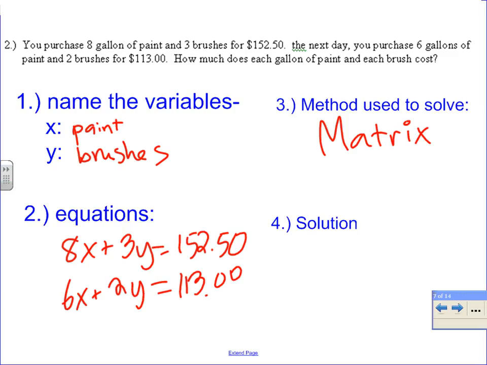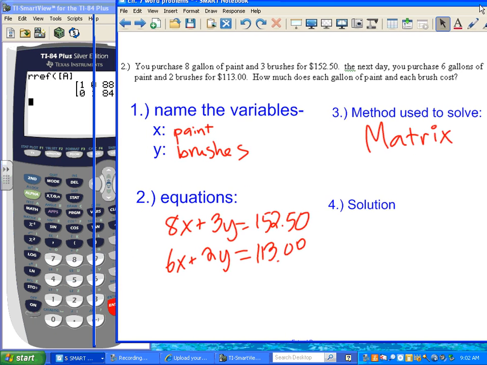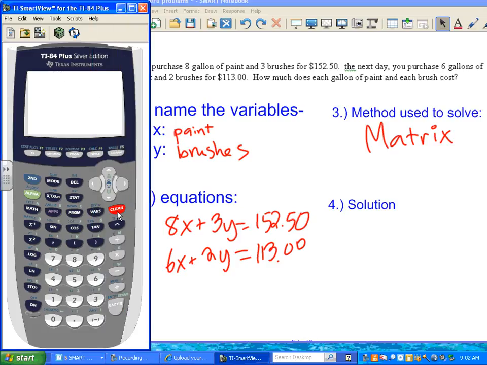Okay, so what I want you to do, if you have your calculator, go to your matrix, go ahead and type in 152.50, etc. And one of your answers is going to be a decimal. And I'll go through that up here while you guys are doing that. This takes a little bit of time, but again, once you guys get a little bit faster with it, you'll be fine.